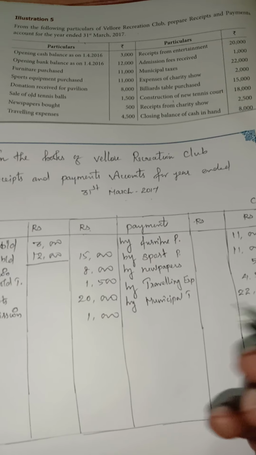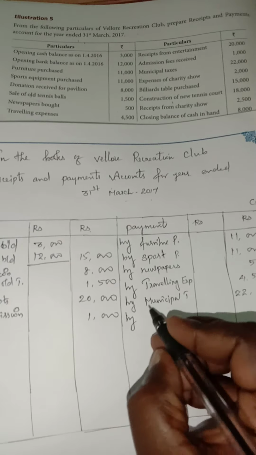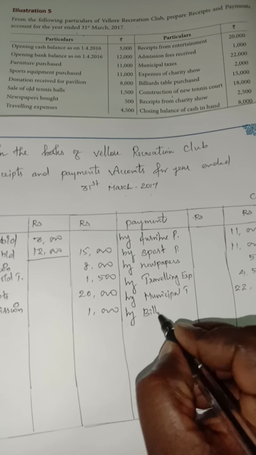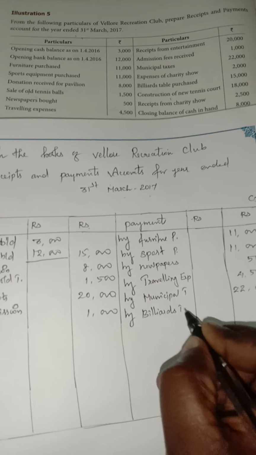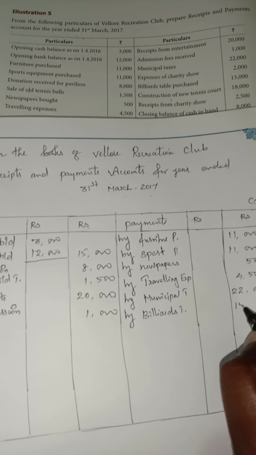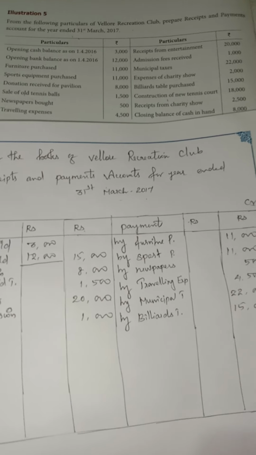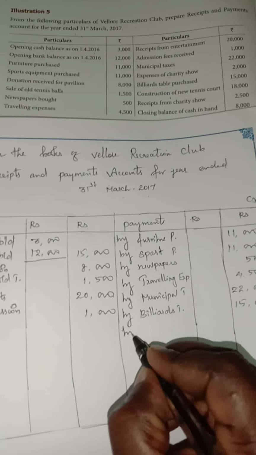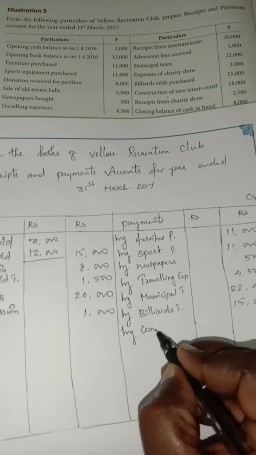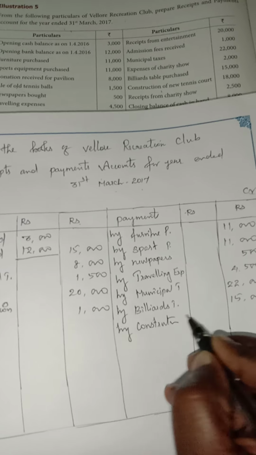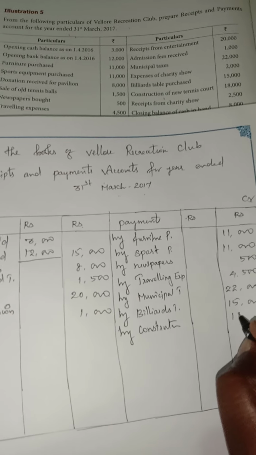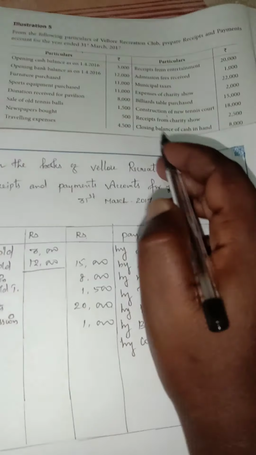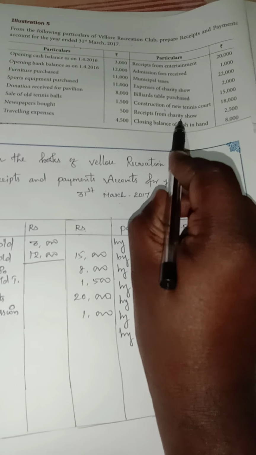Tables purchased, it is an expense. So we can write it on the credit side. So tables purchased, how much rupees? 15,000. Next, construction of new tennis court. It is an expense. We can write it on the credit side. Construction of new tennis court rupees 18,000. So next, receipts from charity source.